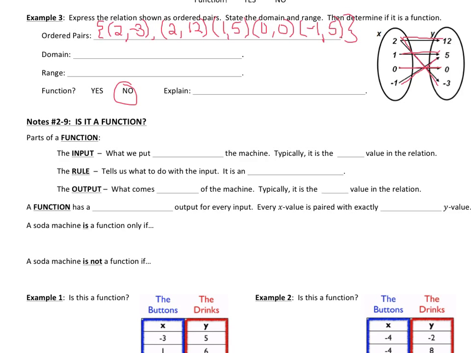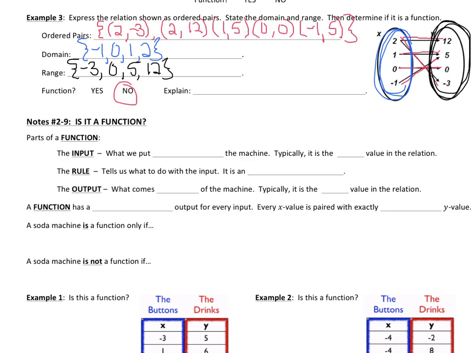Okay? Well, the domain is going to be our x values, which we can get from this oval right here. They're actually listed from greatest to least, so let's turn those around. So the least value is at -1, then 0, then 1, and then 2. The range would be your y values, which are over here. Going from least to greatest, it would be -3, 0, 5, and then 12.